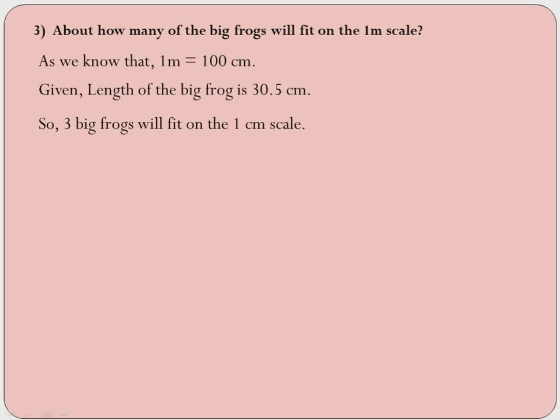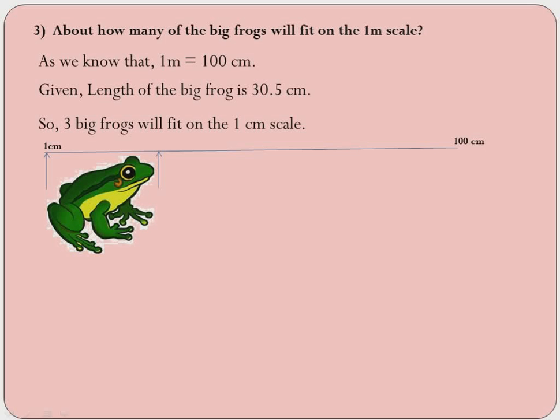Now, you got confused how I got 3? See, I will give the explanation for that. If I take this 1 meter scale, the first mark is 0 and the last is 100 centimeters. Now the frog came and said, what is the length of the frog? 30.5. So from here the mark will be at 30.5.